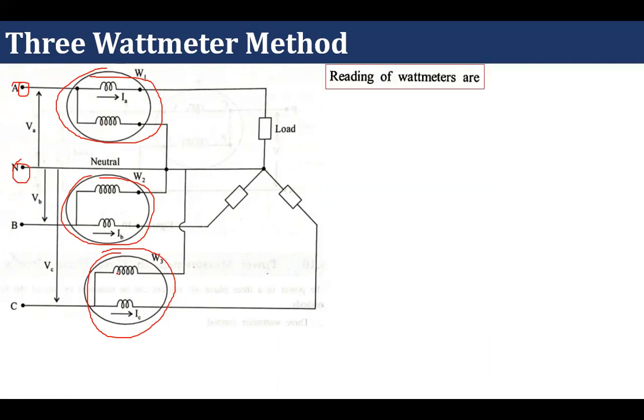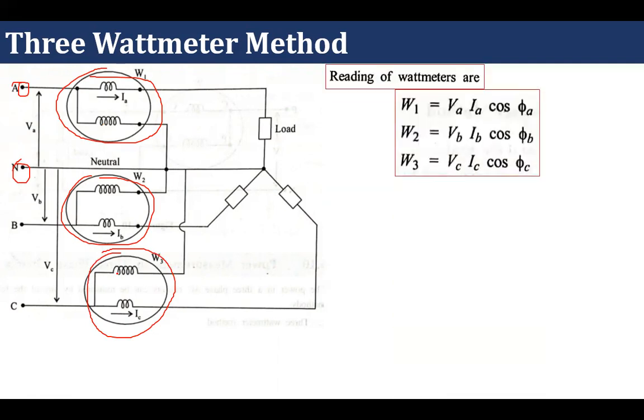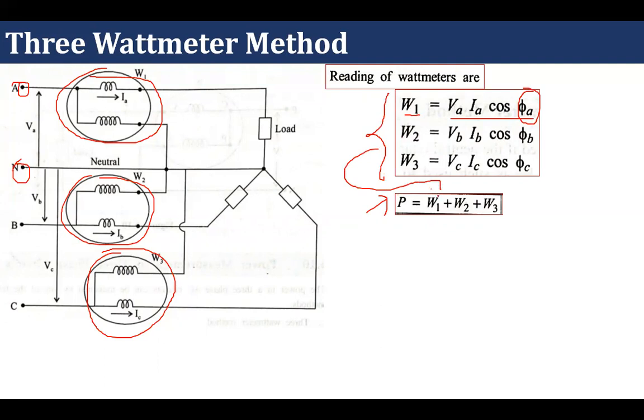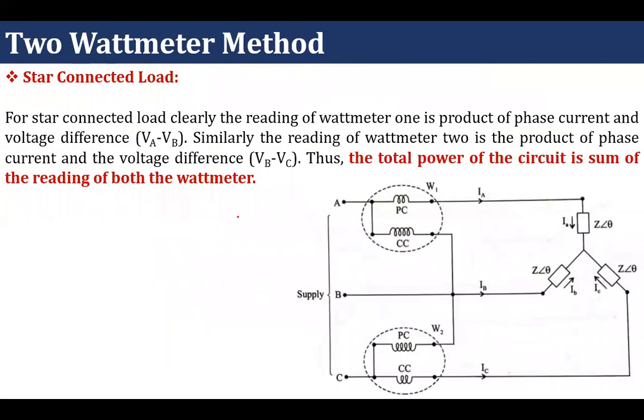And how will the total power be calculated? The wattmeter 1 reading is VA, IA, cos phi, whatever angle is available between voltage and current, and so the total power will be the summation of the readings given by all three meters. So this is one method by which we can do the measurement.